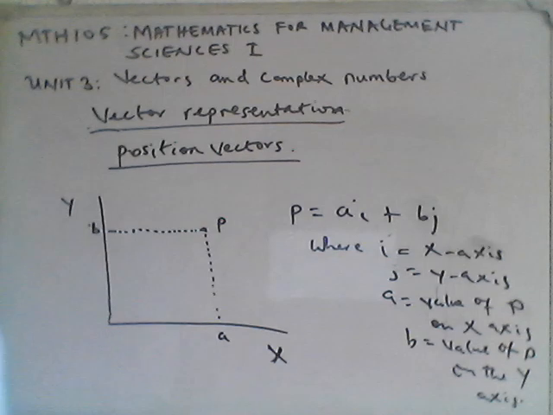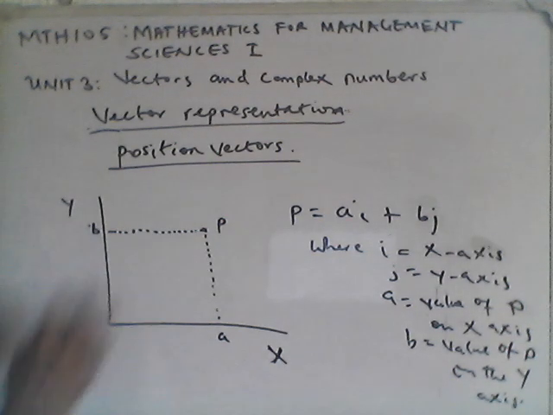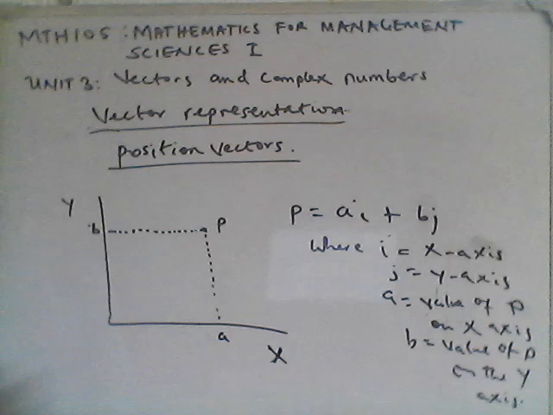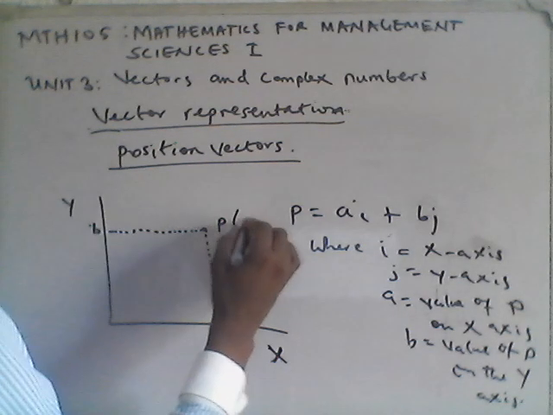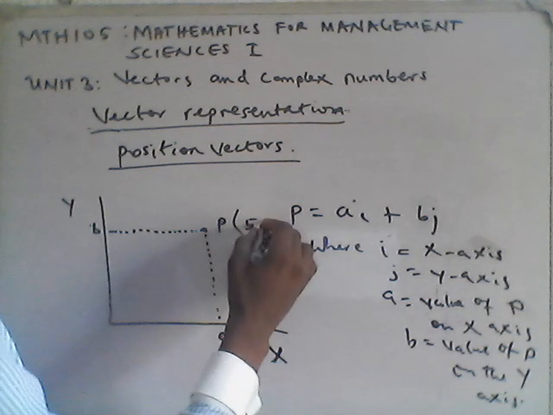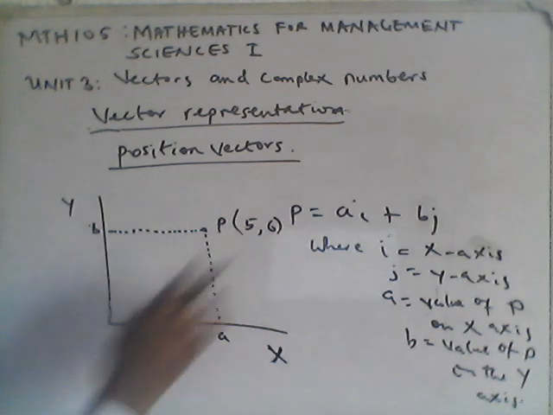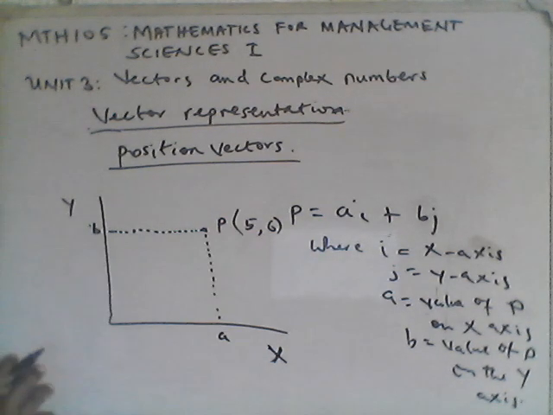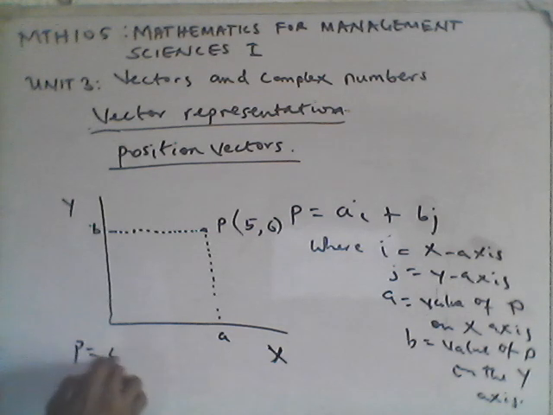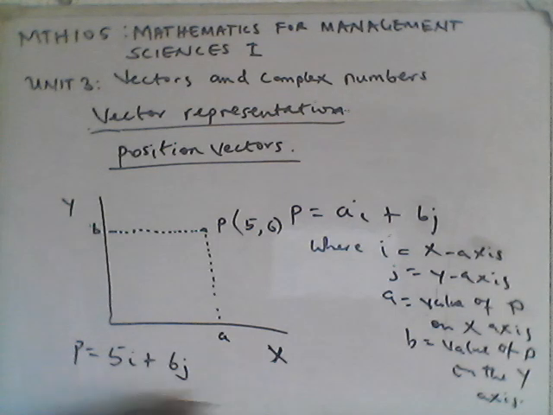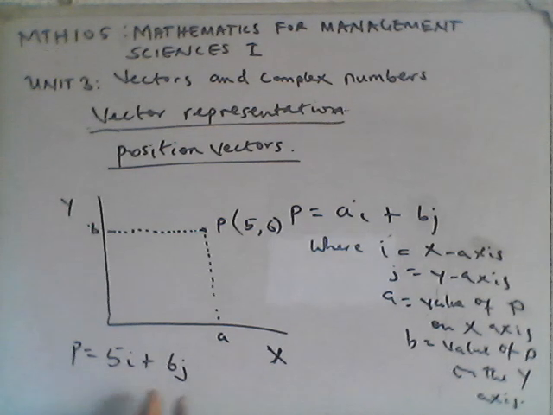So look at it this way. If, for instance, now we have a point P, and P is 5 on the x-axis and 6 on the y-axis. What this means is that if I want to represent it in positional form, P is actually 5i plus 6j. This is how P is represented. So from here I can read that this is the x-axis component and this is the y-axis component. So I can say that P has a value of 5 on the x-axis and a value of 6 on the y-axis.